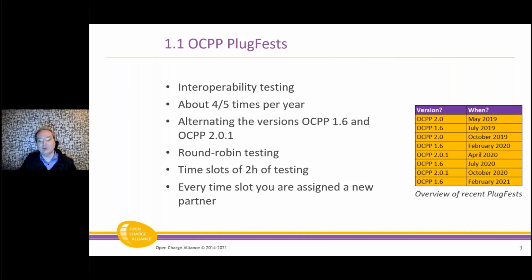During a Plugfest, we organize round-robin testing. That means that we have time slots of 2 hours, where within those 2 hours you'll be testing with a testing partner. Every time slot you are assigned a new testing partner, so that you have the chance to test with as many implementations as possible. For all these implementations, you can test for interoperability, and perhaps they have different features, so you can have as many different tests as possible. That's what we try to achieve for you.